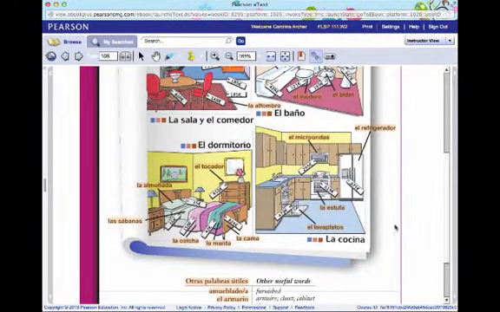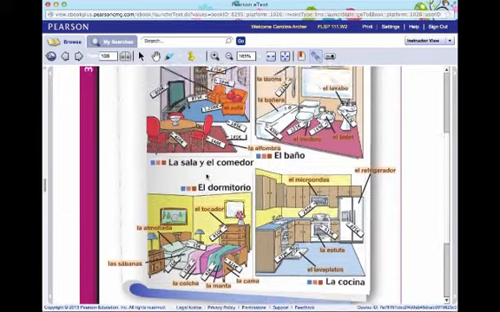Okay, en el dormitorio tenemos la cama, the bed. La manta, the blanket. La colcha, the bedspread. Las sábanas, the sheets. La almohada, the pillow. Y el tocador, the dresser.